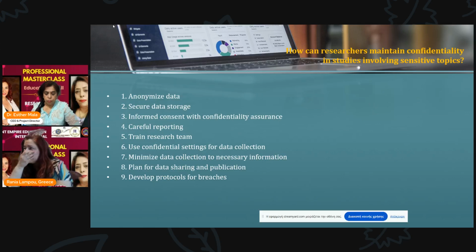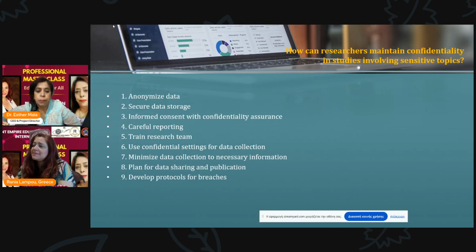Train the research team, and ensure that all team members understand confidentiality protocols. Use confidential settings for data collection. Conduct interviews or focus groups in private, safe spaces. Avoid recording identifiable information unless it's necessary and secured. Minimize data collection to necessary information. Collect only data essential for the research to reduce risk. Avoid sensitive questions unless they are directly relevant.